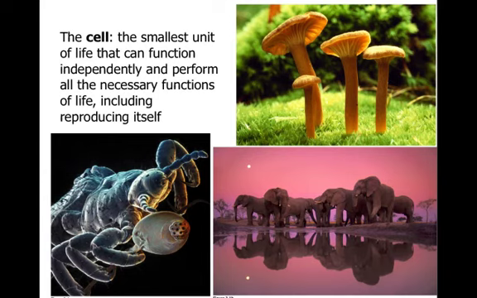So we actually find cells in everything. Here in the upper right hand corner we have a picture of mushrooms. Mushrooms are made up of cells, just like elephants at the bottom, and fleas to the left, as well as bacteria. Those happen to be unicellular, which is one single-celled organism. But these organisms here are several cells, and organisms like ourselves are also several cells.